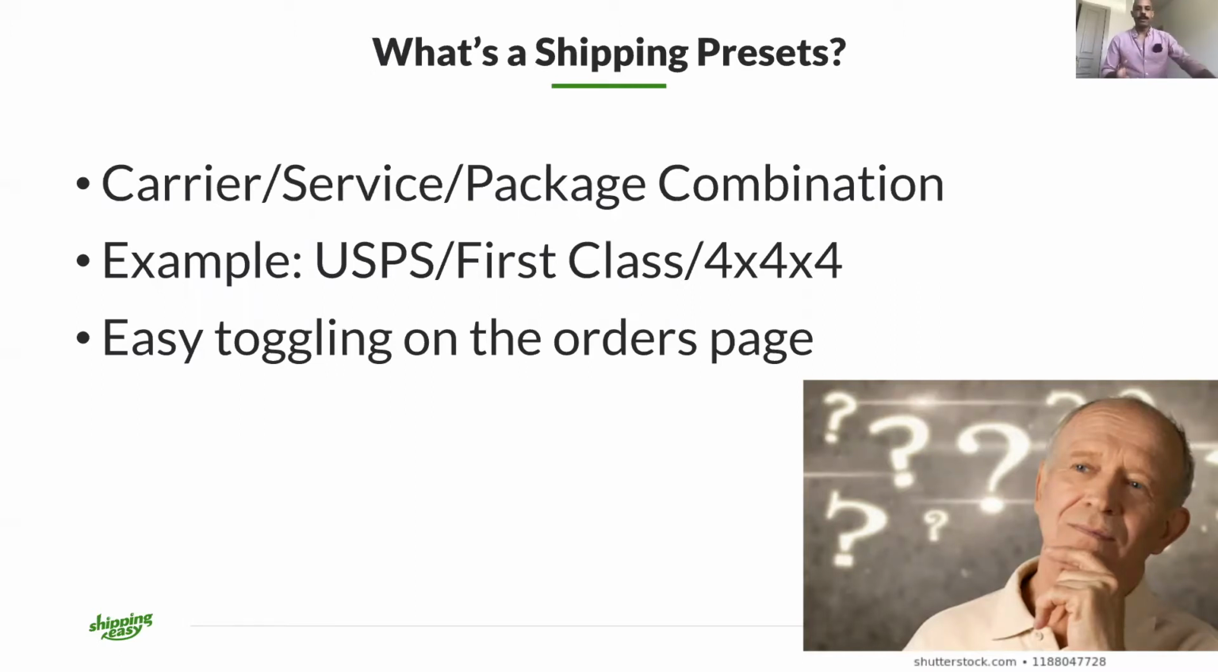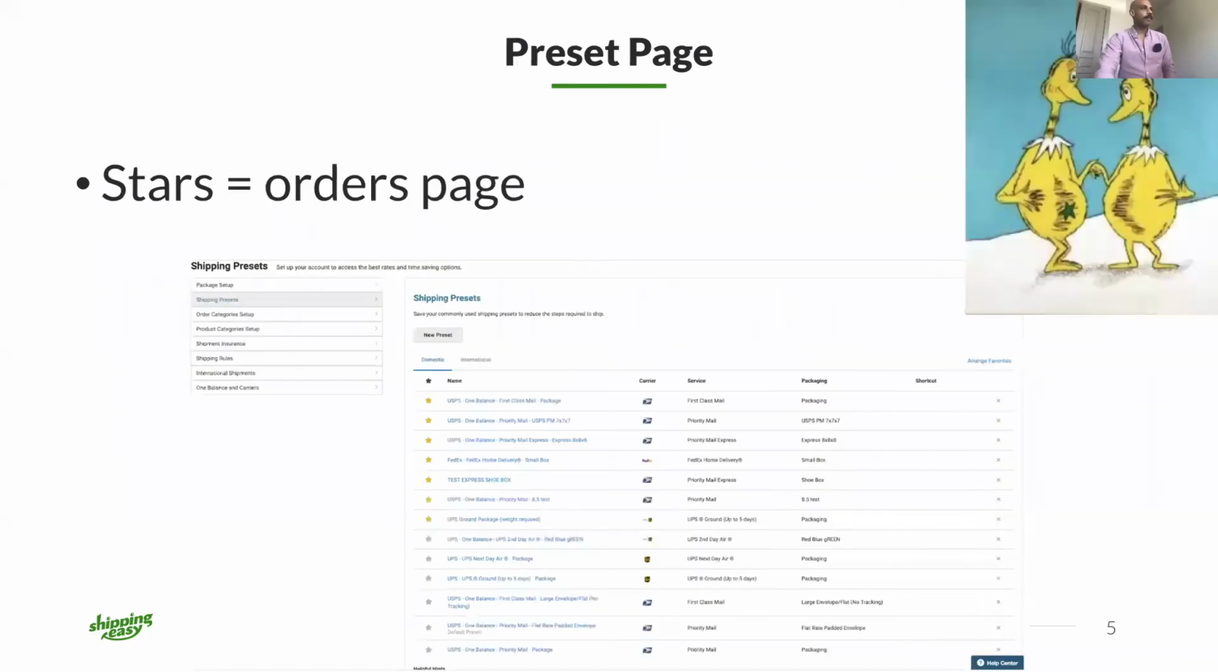So I know that this keyboard, for example, is going to go in said package, or whatever package I need. So when I see an order on my orders page, I can just very quickly toggle to this preset and ship it out. I'll explain and demonstrate that specifically, but I just wanted you guys to be familiar with the terminology I'm going to be using. A preset is just a carrier, service, and package combination. So we'll look at the presets page as well.